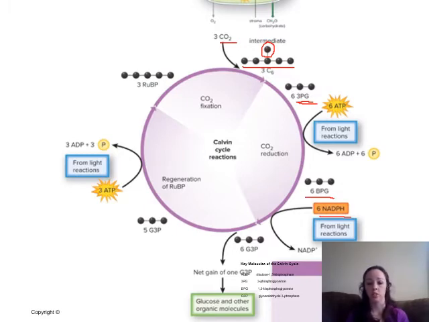But since we still need to regenerate the RuBP, the 3 turns of the Calvin cycle will give us both G3P and RuBP. And since 2 G3P molecules make up 1 glucose molecule, we will need to do a total of 6 Calvin cycles in order to get 1 glucose molecule. After 6 turns of the Calvin cycle, we will also have 6 RuBP molecules to start the Calvin cycle all over again.